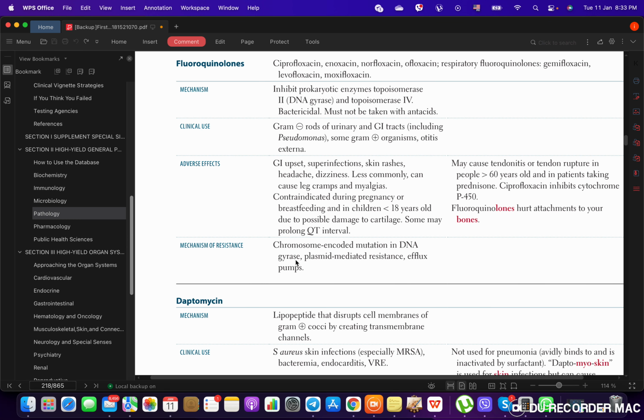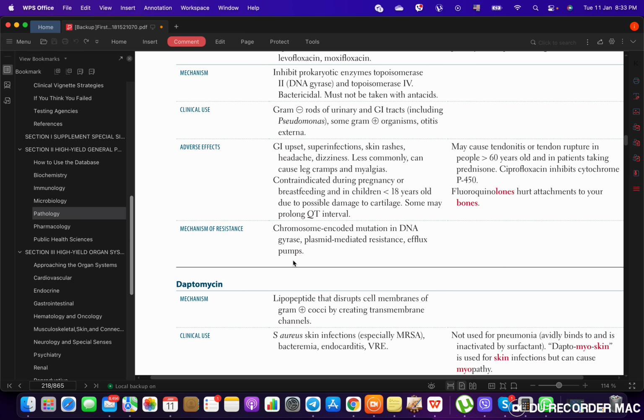You should not take it with antacids because it makes it, well, basically useless. Clinical use: gram-negative rods of urinary and GI tract, including Pseudomonas, some gram-positive organisms, and otitis externa.